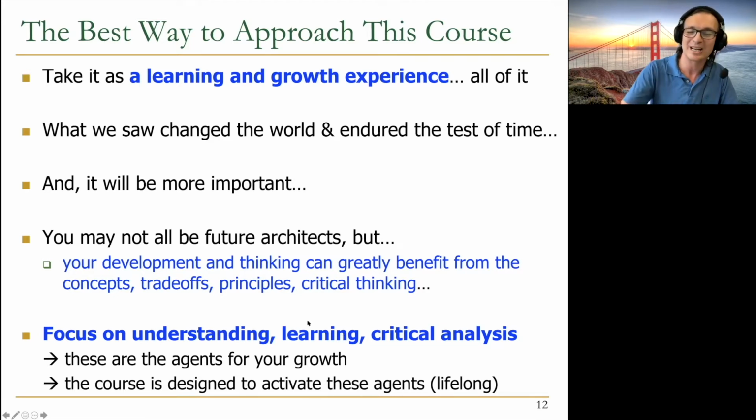I mean, in some of the homework exercises you have to do that so that you can understand and reverse engineer. But I believe all of these are agents for your growth, understanding, learning, and critical analysis. And the course was specifically constructed to activate these agents so that hopefully they're activated lifelong, because I don't think any of these end with any education level. Education is continuous and lifelong, and understanding, learning, and critical analysis is really important. And hopefully you have those agents.